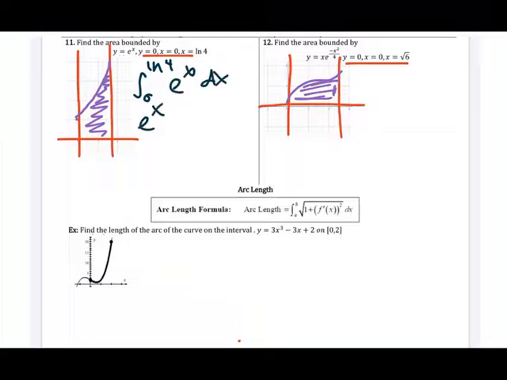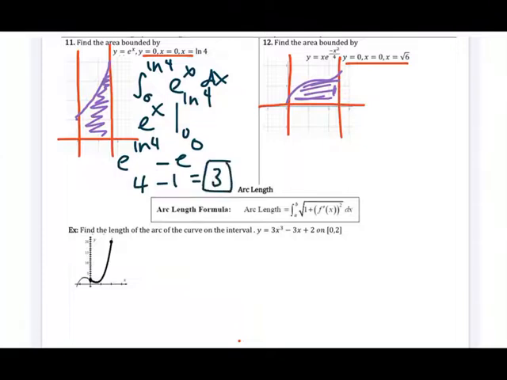Well, that's just going to give me e to the x evaluated from 0 to natural log of 4, which is going to give me e to the natural log of 4 minus e to the 0, which is going to be 4 minus 1, which is going to be 3.